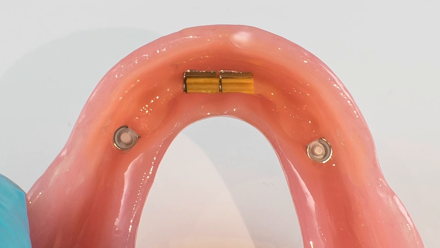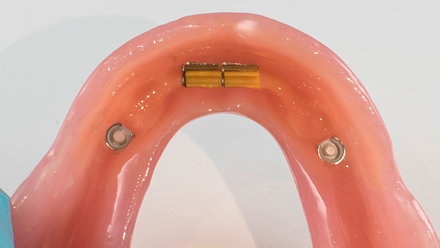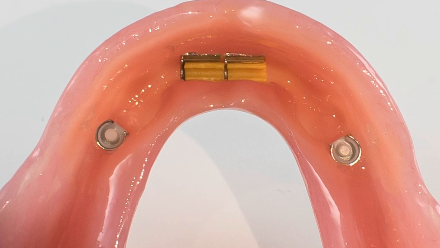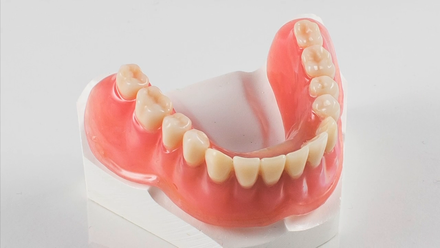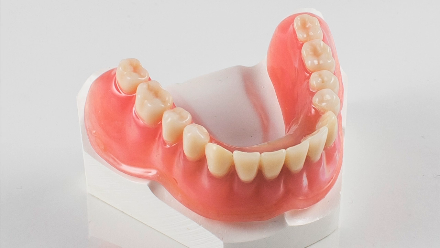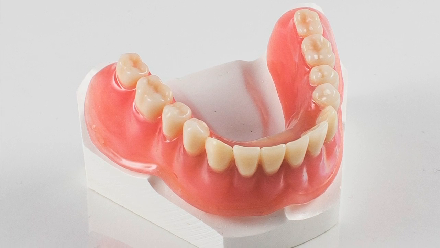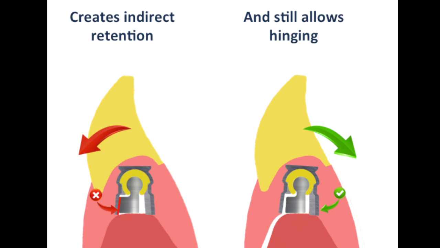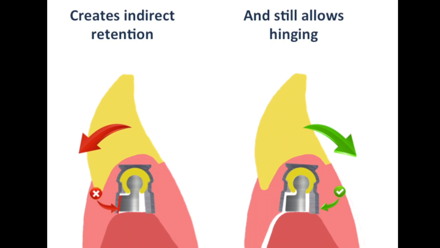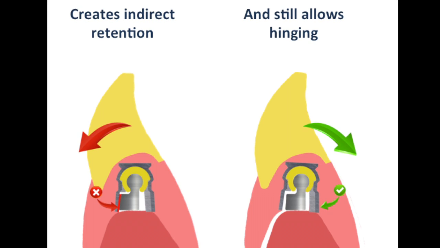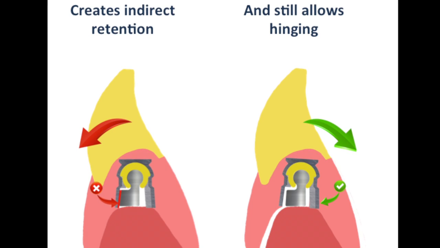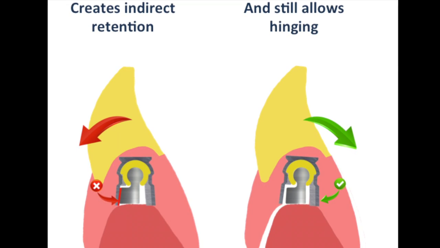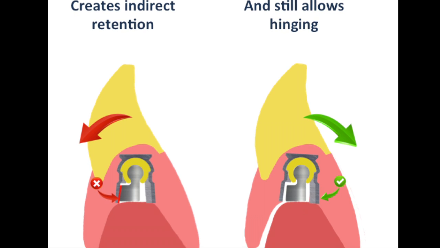The final step is to core out the black ERA fabricating males and to snap in the white final males. In this way, the ERAs become resilient, allowing 0.4 of a millimeter of vertical movement. Because the labial extension of the metal housing rests against the labial surface of the bar, it creates indirect retention. The posterior will remain in contact with the tissue, not allowing any forward rotation.